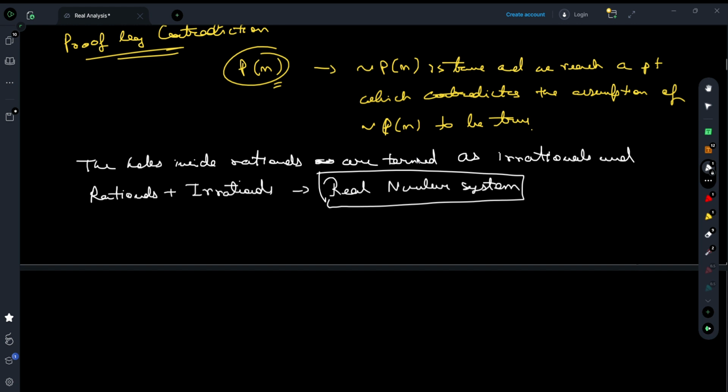Now we study the properties of the real number system, which makes it a bit unique in the case of numbers. There are certain properties which only the real number system bears and no other system bears.